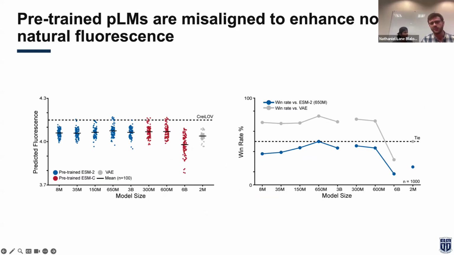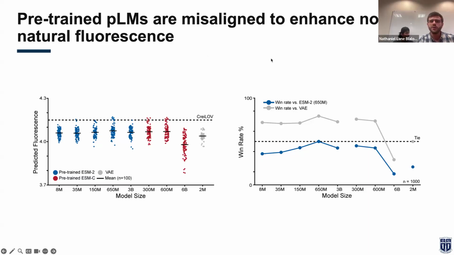So what we did is we predicted the fluorescence of 5 mutant designs from ESM2 protein language models, the more recent ESMC models, as well as a variational autoencoder. This is a generative sequence model that is trained on a multiple sequence alignment, and so it's trained on natural sequences related to CreiLOV. And the biggest thing we saw repeatedly was that ESM2 650 million actually predicted the greatest max and mean predicted fluorescence for designs.